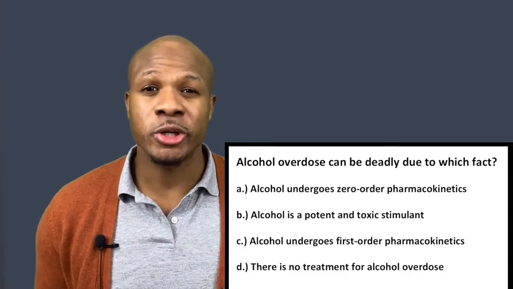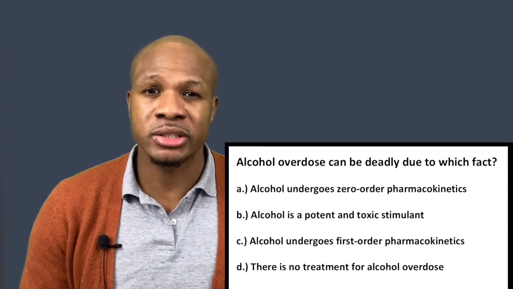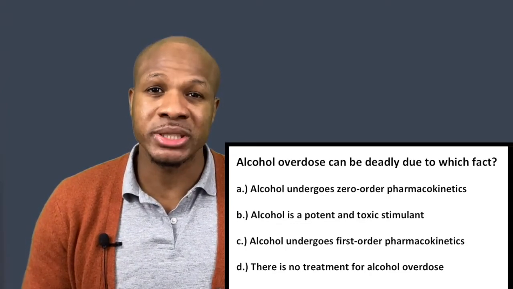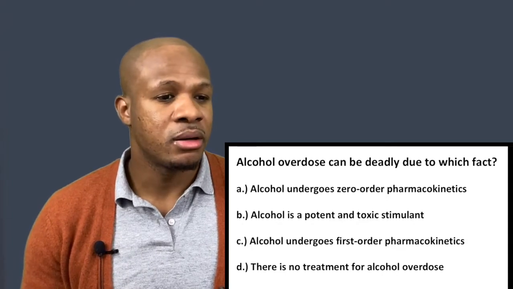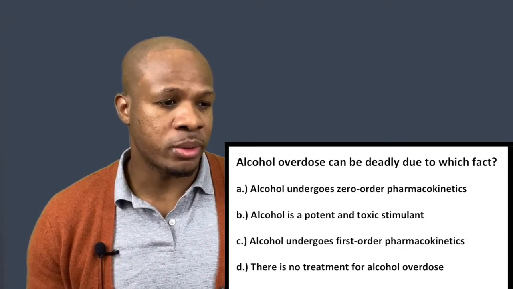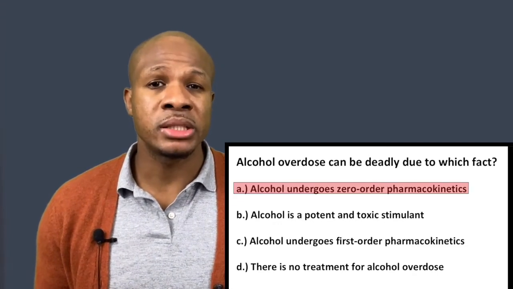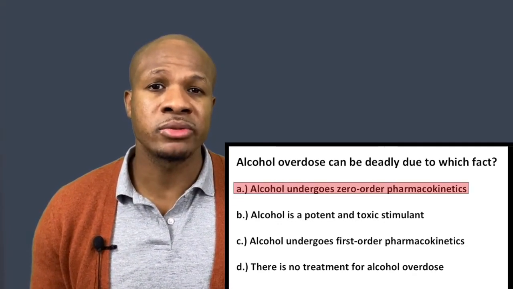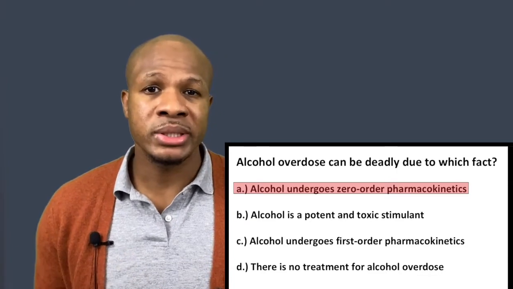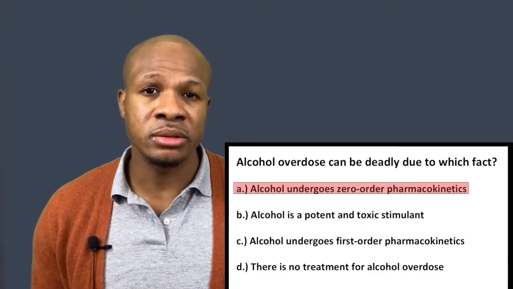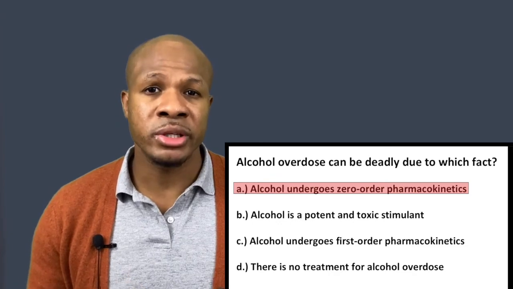Very straightforward question. So let's go ahead and look at the answer choices to see which one makes the most sense. Answer choice A says, alcohol undergoes zero order pharmacokinetics. Does that sound right? I definitely agree with this one. Why? Because zero order pharmacokinetics is pharmacokinetics where the rate of metabolism or the rate of elimination is constant. It does not vary with concentration.